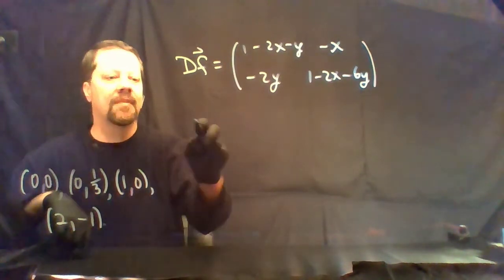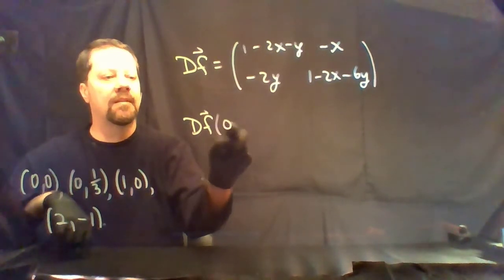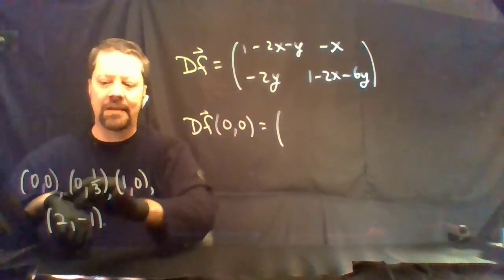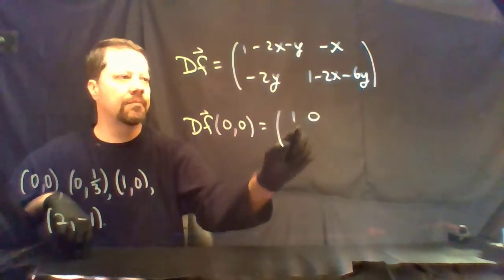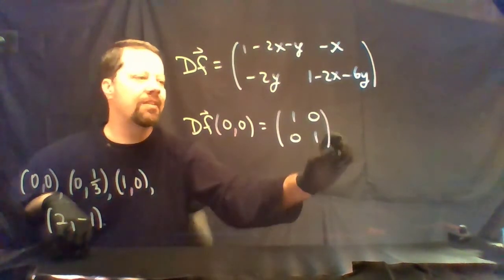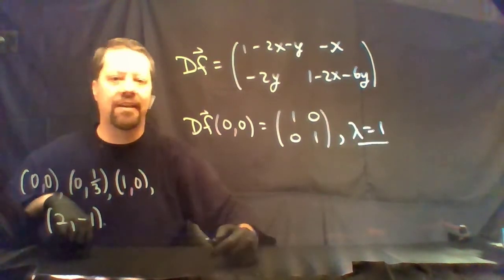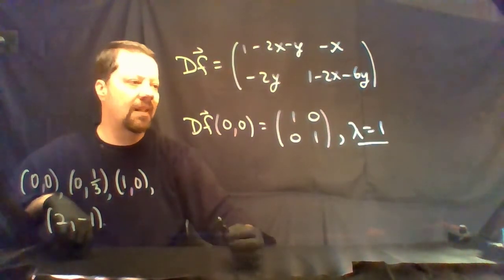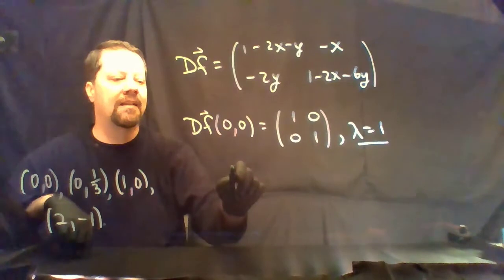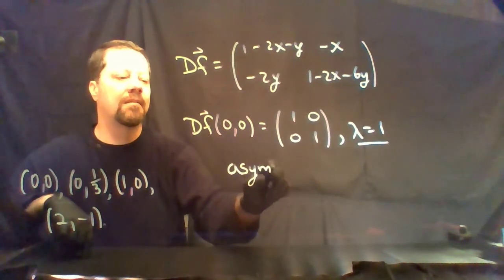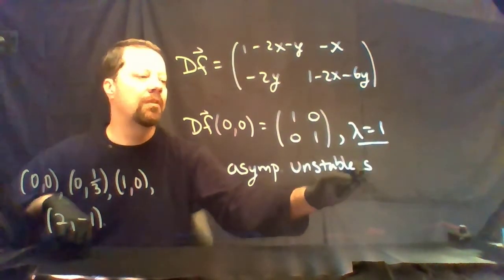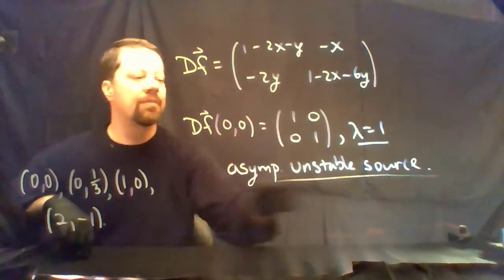So first, let's evaluate the matrix of partial derivatives at the equilibrium point 0, 0. We'll have 1, 0, 0, 1. Notice that the eigenvalues are both 1, algebraic multiplicity 2, geometric multiplicity also 2. This will be an asymptotically unstable source.